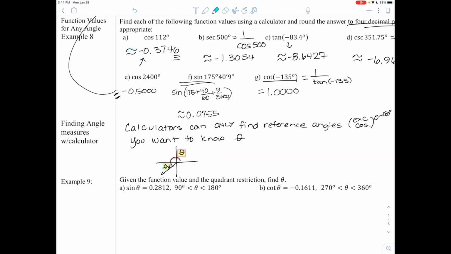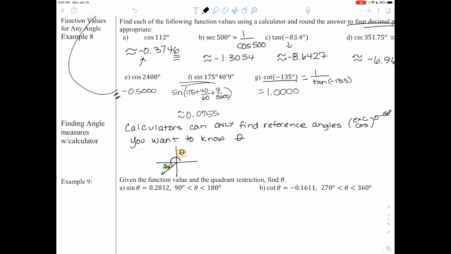It will not give you an angle measure in quadrant 3, or for cosine, it won't give you an angle in quadrant 3 or 4. For sine and tangent, it won't give you an angle measure in quadrant 2 and 3.